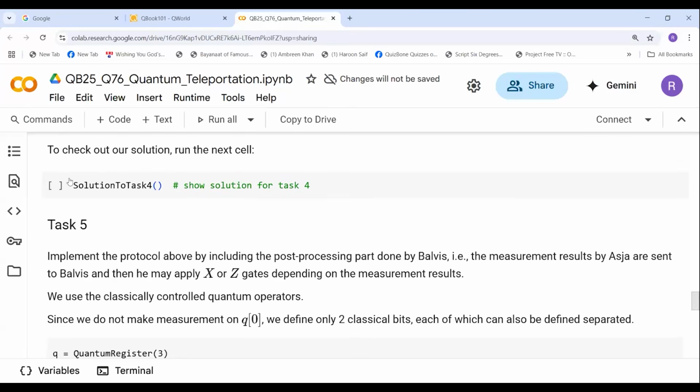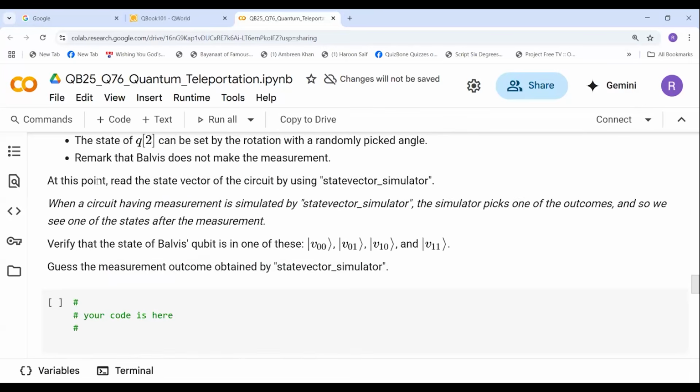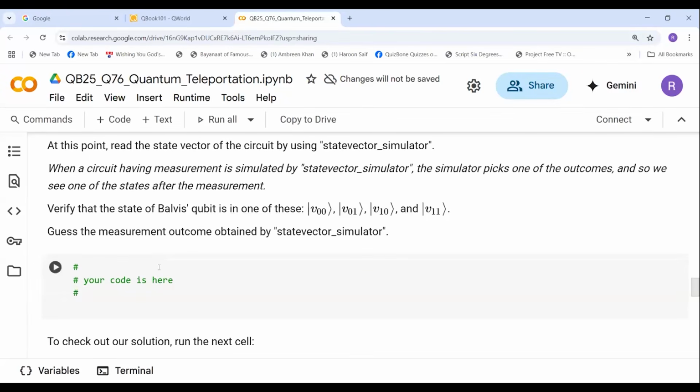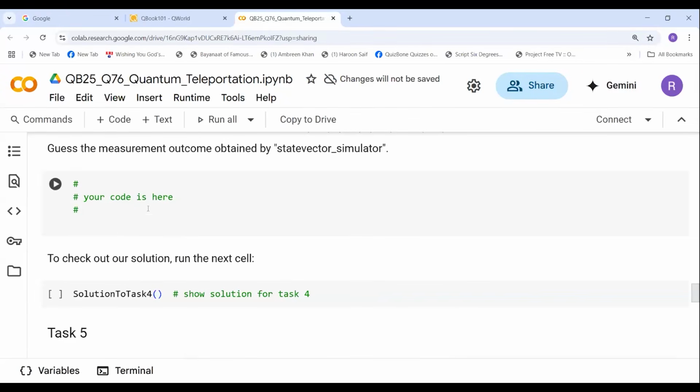The solutions have also been provided just below each task. So for example, this is task 4. You are supposed to write your solution, your code, over here, and then run it. The solution has also been provided over here, in case anyone wants to verify it, or if anyone is struggling with it. You can also post on Discord, where we will get to your queries.